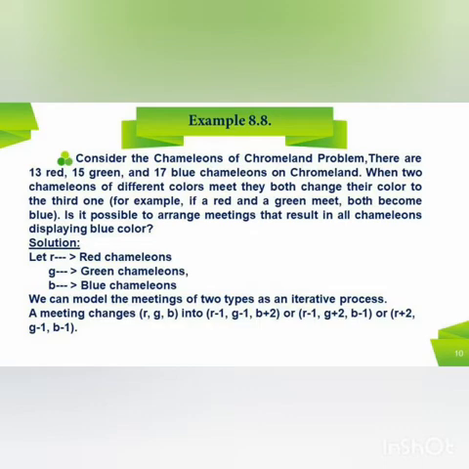Which two will be added? Red and green will be changed to blue color. Similarly, when red and blue meet, they will become green color. So, R minus 1, G plus 2 and B minus 1. Red minus 1, blue minus 1 will be changed to green, so green plus 2. Similarly, when green and blue meet together, they will become red color. So, R plus 2, and green and blue will be decremented by 1: R plus 2, green minus 1 and blue minus 1.